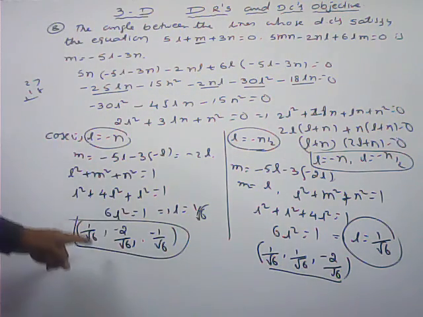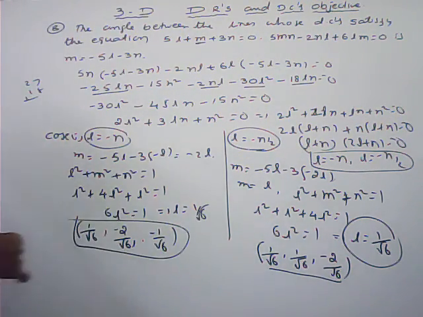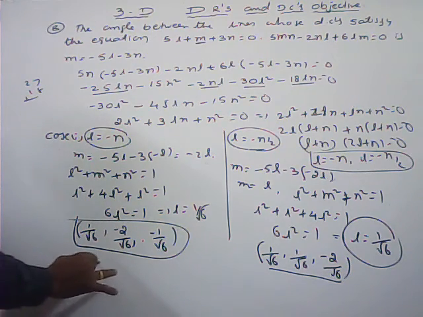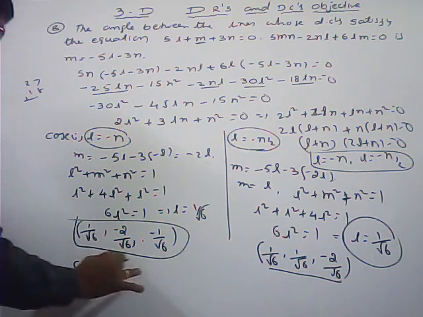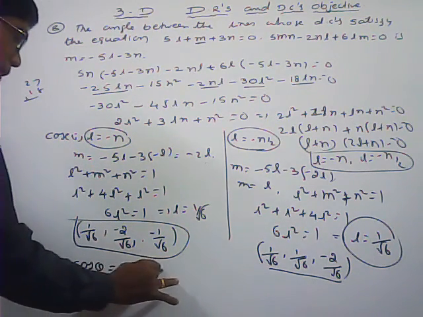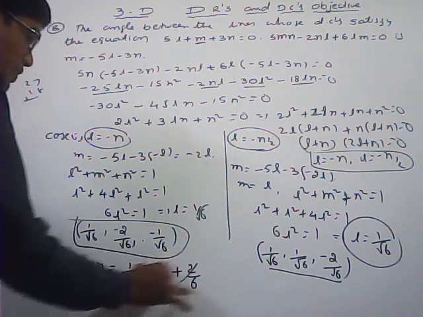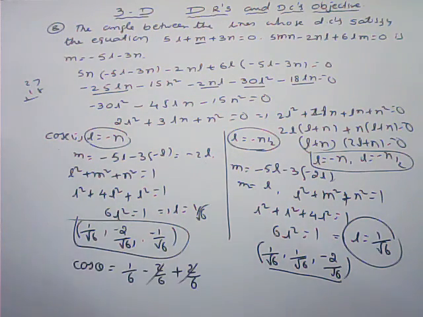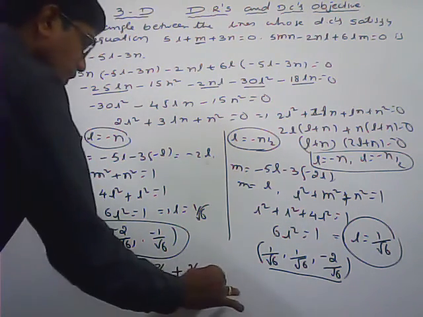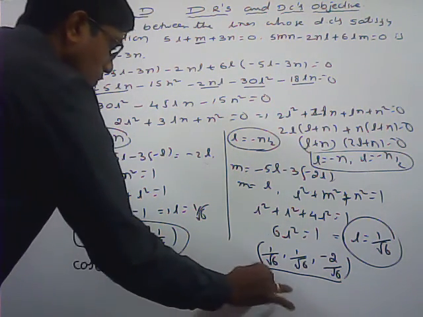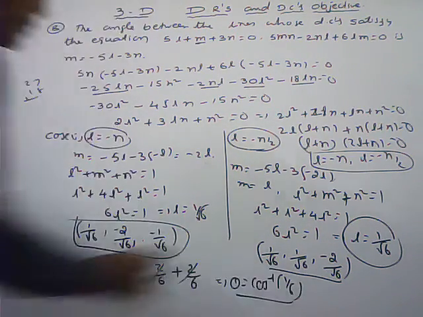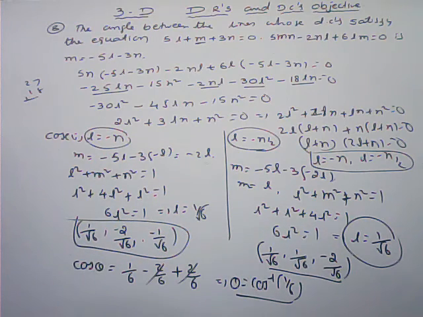These are the DCs of the first line, those are the DCs of the second line. So if I take the angle between both the lines as theta, cos theta is equal to 1 by 6 minus 2 by 6 plus 2 by 6. These two get cancelled. Cos theta we are getting 1 by 6. So theta is equal to cos inverse 1 by 6. Here the options they have given: cos inverse 1 by root 6, cos inverse 1 by root 3, cos inverse 1 by 6, cos inverse 1 by 3.